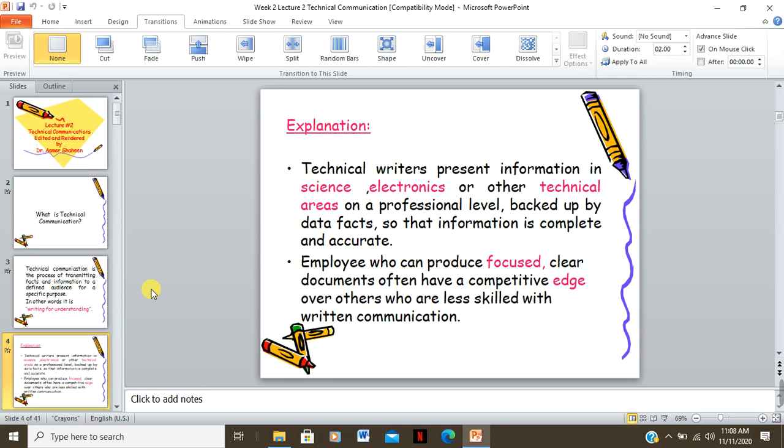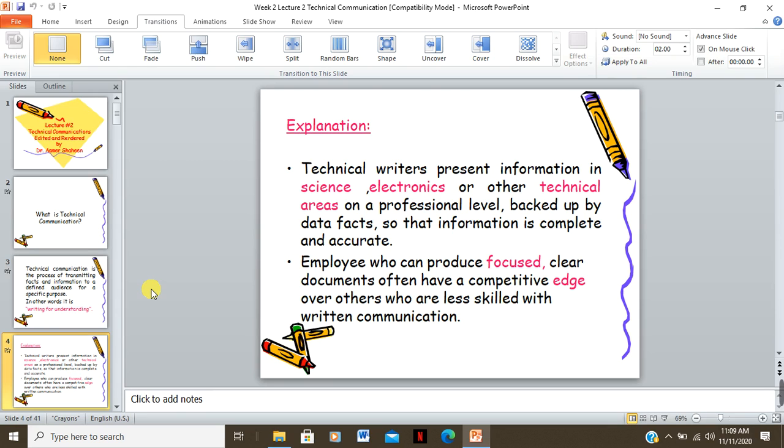So, an employee who can produce focused, clear documents often has a competitive edge over others who are less skilled with written communication. As far as written communication is concerned, you can understand with the help of this slide what I mean by that. But when you are speaking, if you are focused and you know what to speak, it is always our choice to pick up the material we have to start our discussion with, what things we have to speak first, and then determine the level of language, the level of ease for your audience, so that your message is not lost.